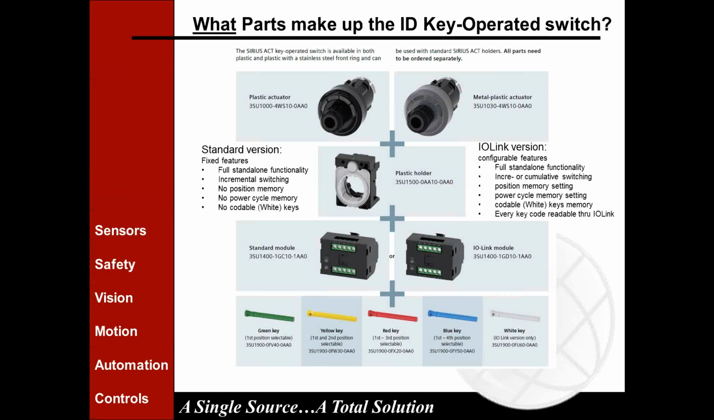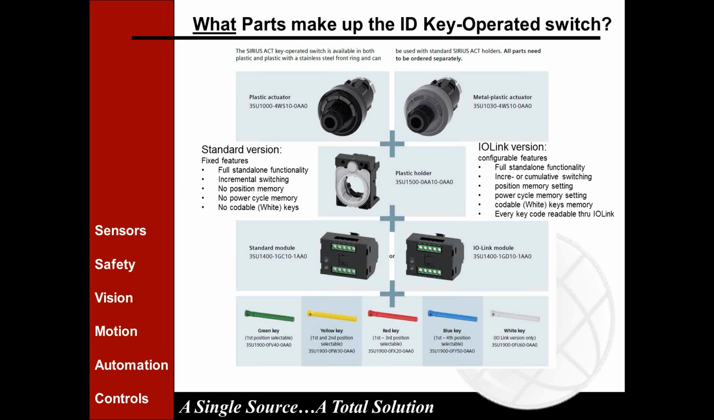So this next slide shows what the parts are that make up the ID key operated switch. Up at the top, you'll see 2 different versions of the actuator. There's a plastic actuator, which has a black plastic body to it, and there's also one that has a brushed nickel look to it. I know that looks like a gray plastic on the right, but it's actually a metal base, a little bit more robust, and gives you that feeling of robustness.